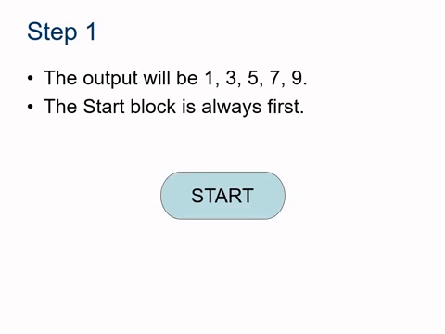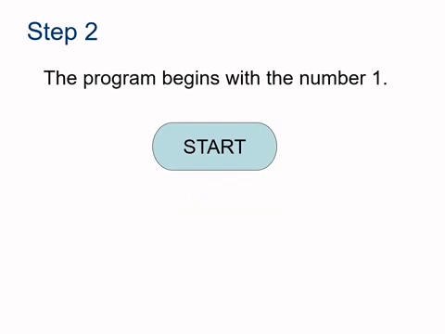So let's start with the start block. All right, very good. So there's our start block. We're off to a great start. What are we going to do next? Well, the program has to begin with the number 1. So let's go ahead and do that. We're going to put a parallelogram there and input the number 1.